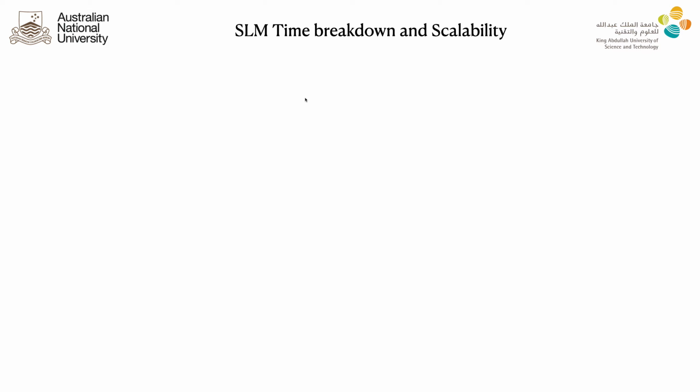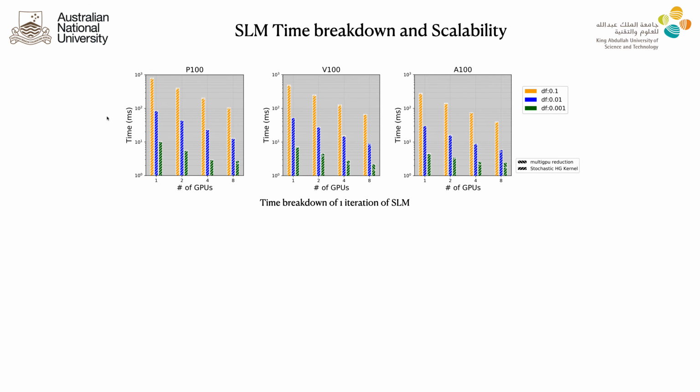Further, we show the SLM time breakdown and scalability. This graph shows the time breakdown of one iteration of SLM. As we said before, we have two items here: first, the stochastic HG kernel, and second, the multiple GPU reduction. The linear system solver and the parameter update are very short in time, so we neglect them.